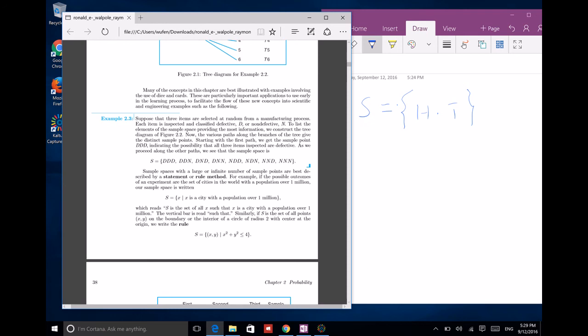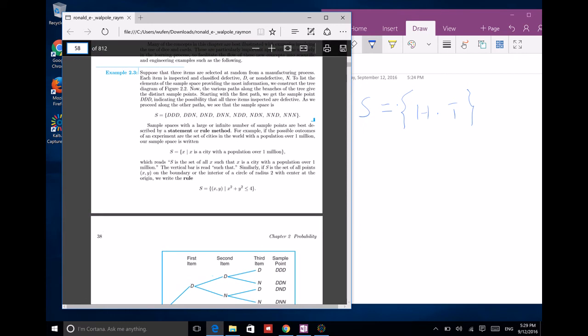Like, for example, if a family has 2 children, well, the possibilities before we know the gender of their children could be 2 boys, boy girl, girl boy, or girl girl. You have 4 possibilities. So it's pretty much all the possibilities.